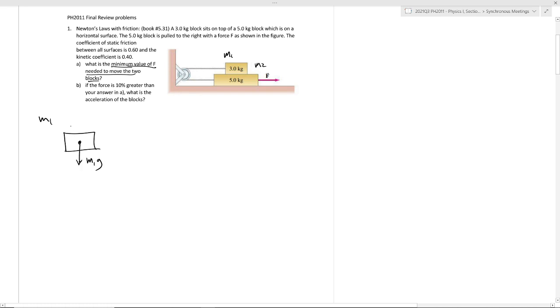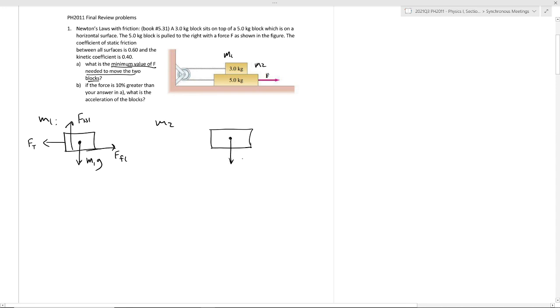down. We would have the normal force. I'll call that Fn1. We also have tension force. It's pulling it to the left. And then we would also have a force of friction. Let's call this F friction 1. So that's M1. M2, a little more complicated.